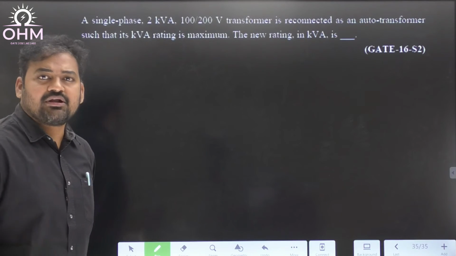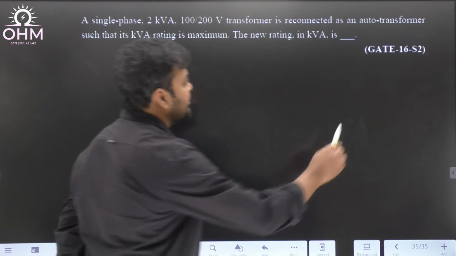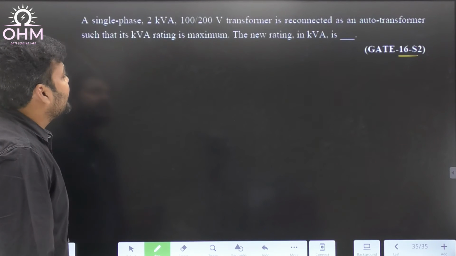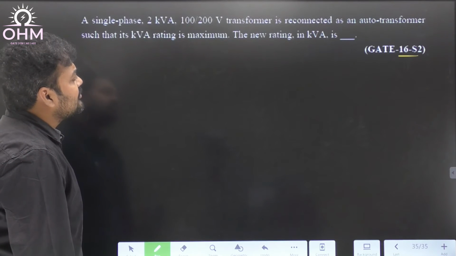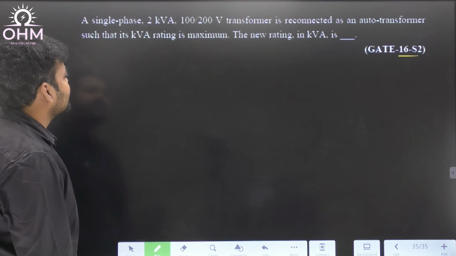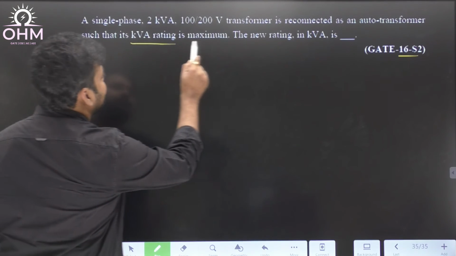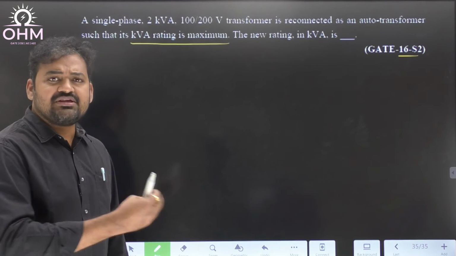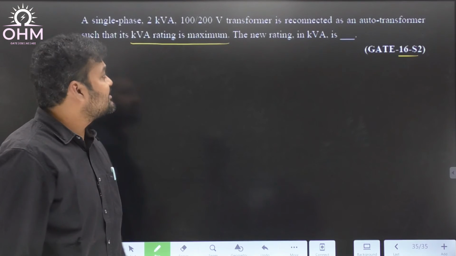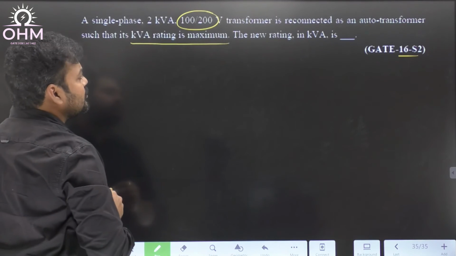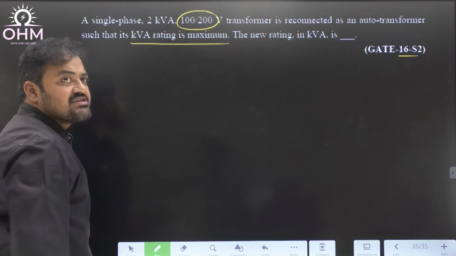Okay, all right, let's see one more question. This is a question in the GATE 2016 paper. A single phase 2 kVA, 100 by 200 volt transformer is reconnected as an auto transformer such that its kVA rating is maximum. The new rating in kVA is how much? So it is a very similar question compared to the previous one. First of all, what is the two winding transformer? 100 volt, 200 volt. It is converted as an auto transformer.